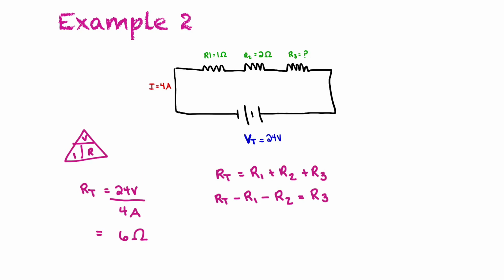So now let's plug our values in. We know that our total is 6 ohms, minus 1 ohm for R1, minus 2 ohms for R2, is equal to R3. When we do the math, 6 minus 1 minus 2 is equal to 3 ohms. That equals the resistance of resistor number 3.